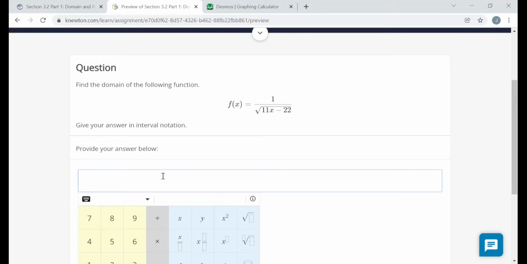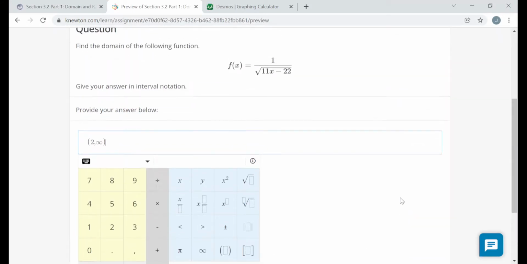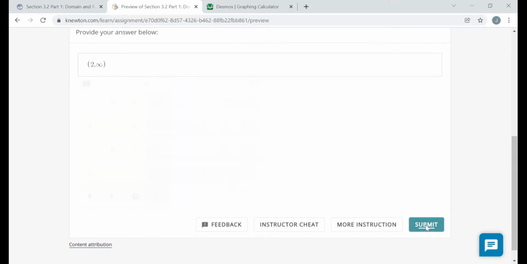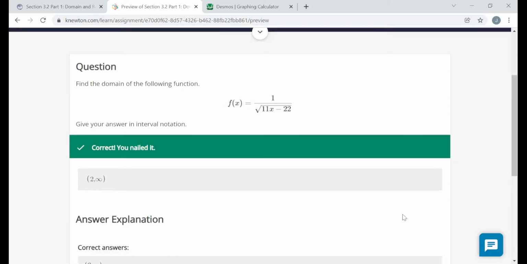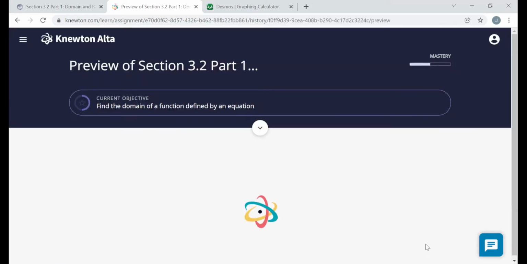All right, so we got parentheses 2, comma, infinity, and then parentheses again, right? I think it said, yeah, interval notation. Good, just read your instructions. All right. Great, and again, it'll go through all that. Now, they just kind of combine it right away, saying that that radicand can't be 0, because then you'd have the square root of 0 in the denominator, which would be bad. So they put it together immediately.